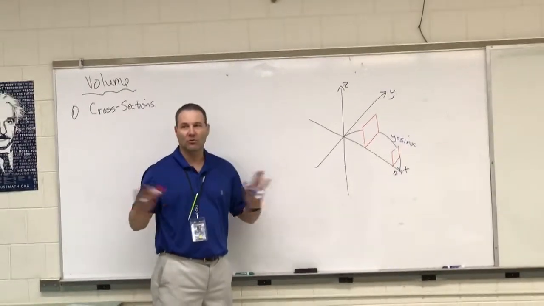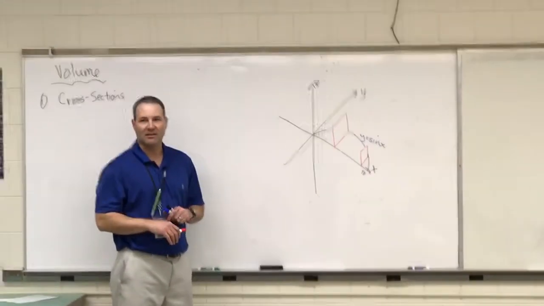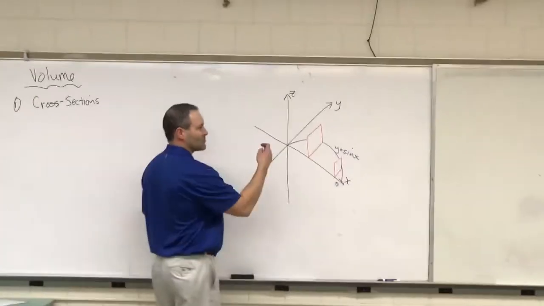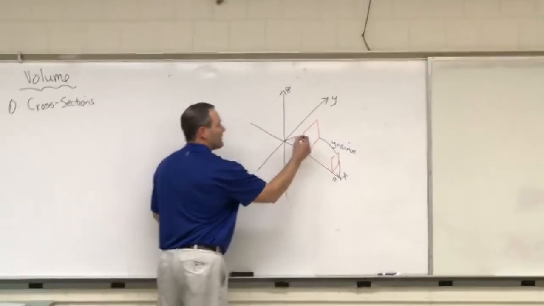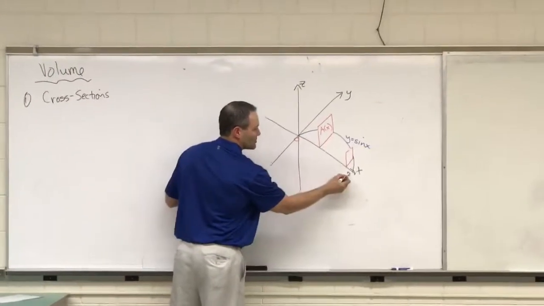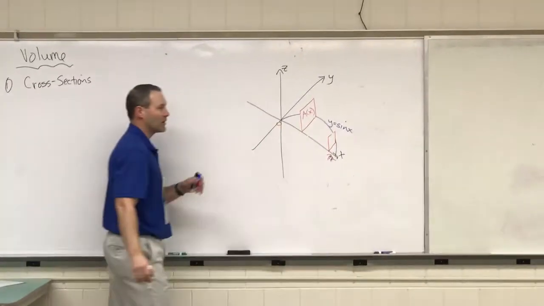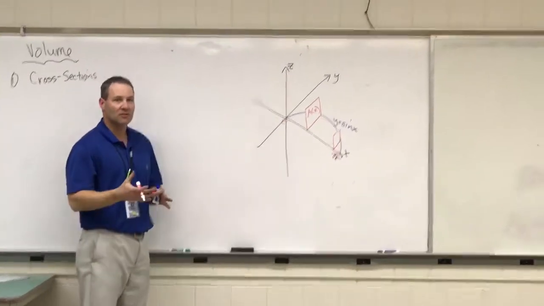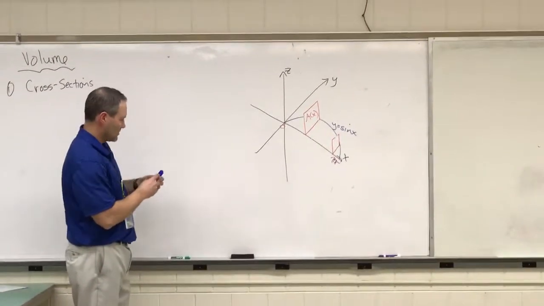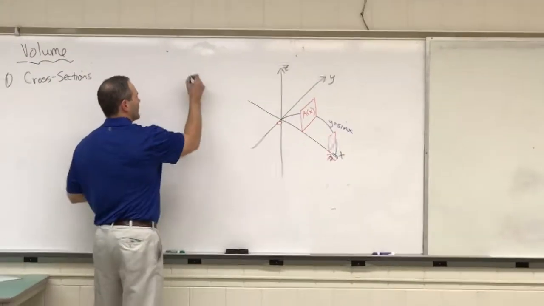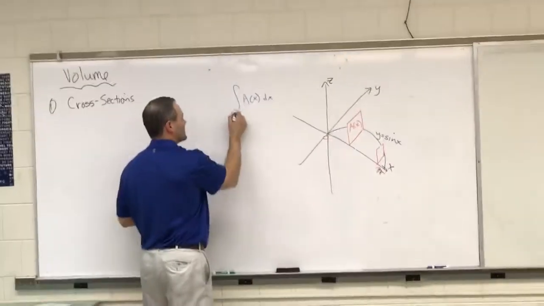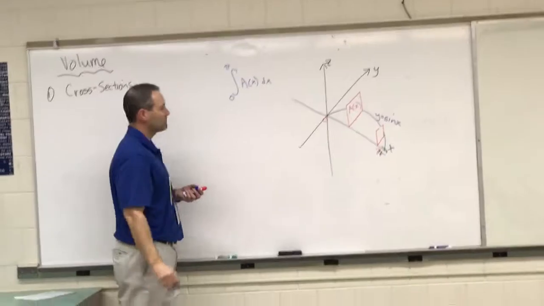Okay, I'm going to do 4 or 5 of these. So this is just the first one. Hopefully it'll make sense when we do a few more. All we have to do is integrate A of x from 0 to pi, where A of x is the cross section of one of the shapes in that interval. So we're integrating A of x dx from 0 to pi.